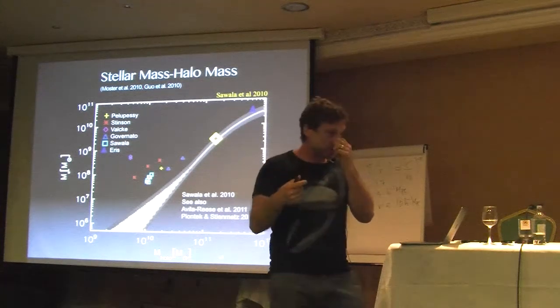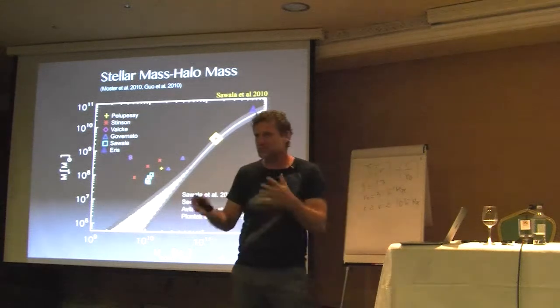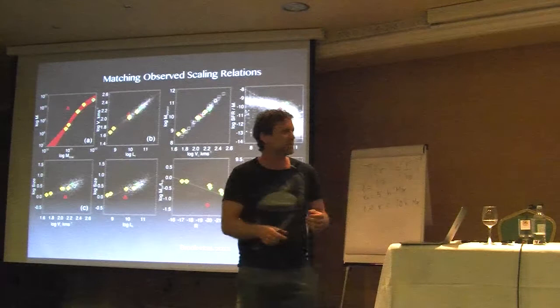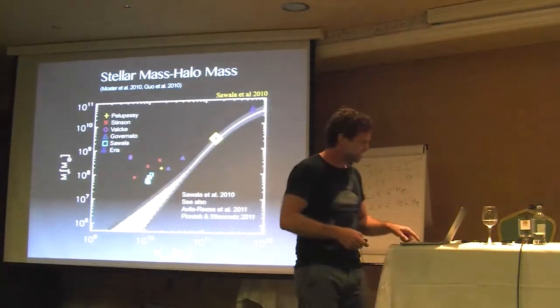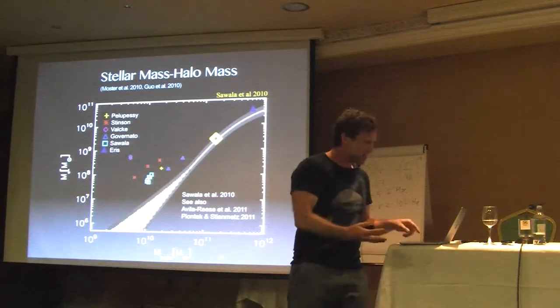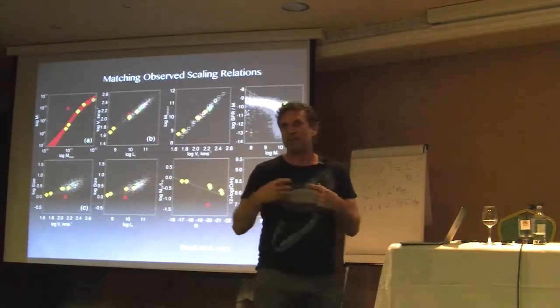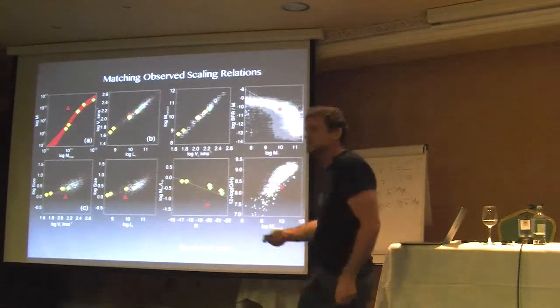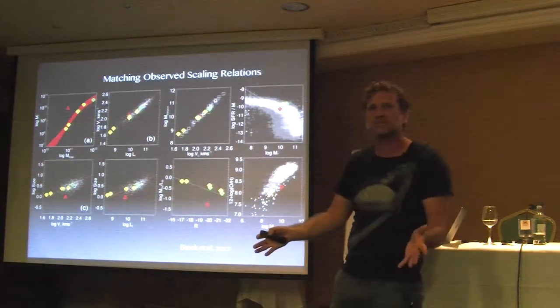So this is how we tune our feedback parameters, because there's some uncertainty in the, let's say, in the feedback. Okay? It's not extremely well modeled. But what we find is, once we put in enough feedback to get the correct number of stars, a whole bunch of other observed galaxy relations just kind of fell out of the simulations.